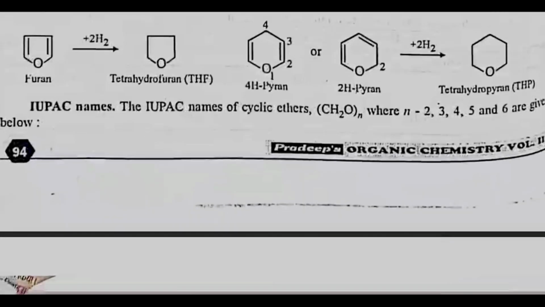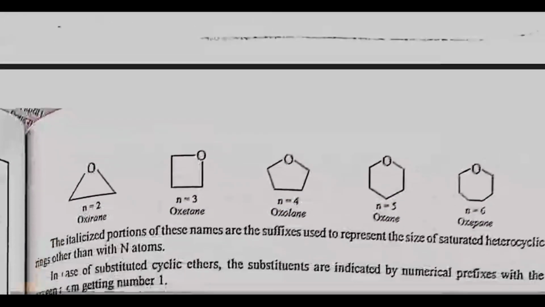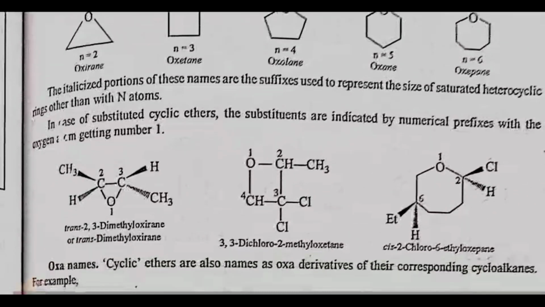IUPAC names. The IUPAC names of cyclic ethers (CH2)nO, where n is equal to 2, 3, 4, 5 and 6, are as given below. n equal to 2: oxirane; n equal to 3: oxetane; n equal to 4: oxolane; n equal to 5: oxane; n equal to 6: oxepane.